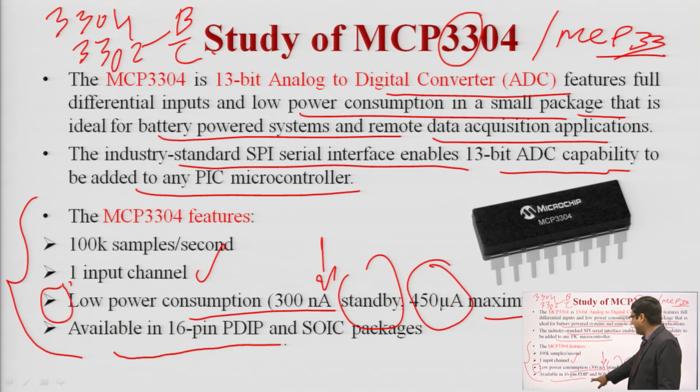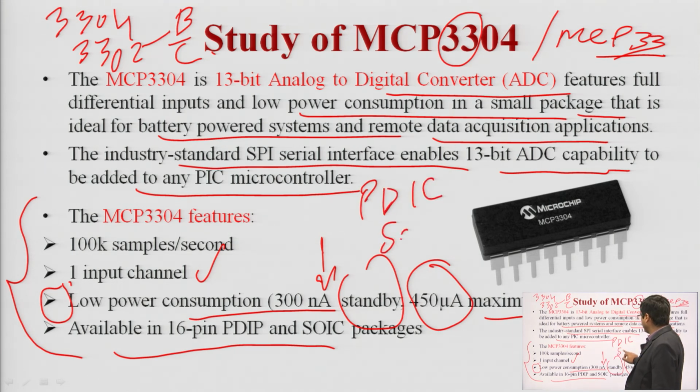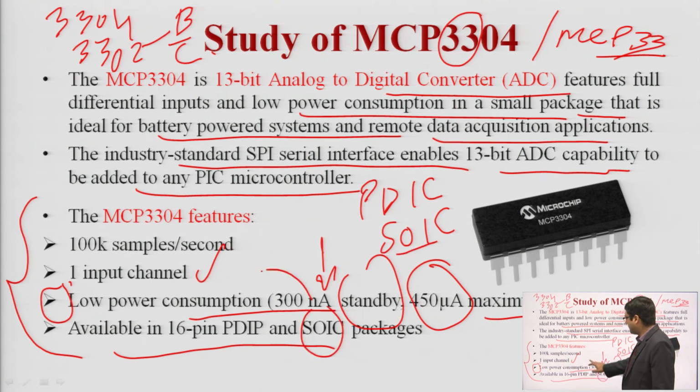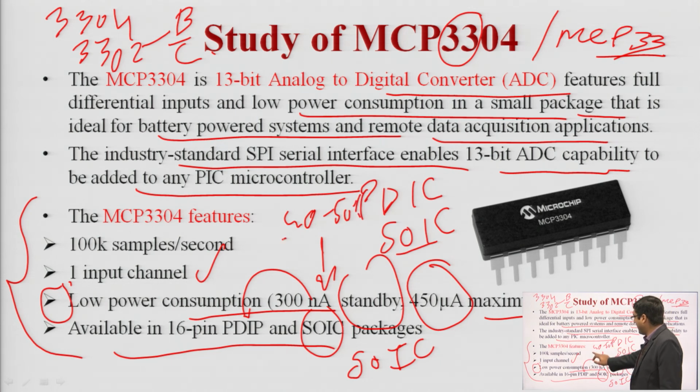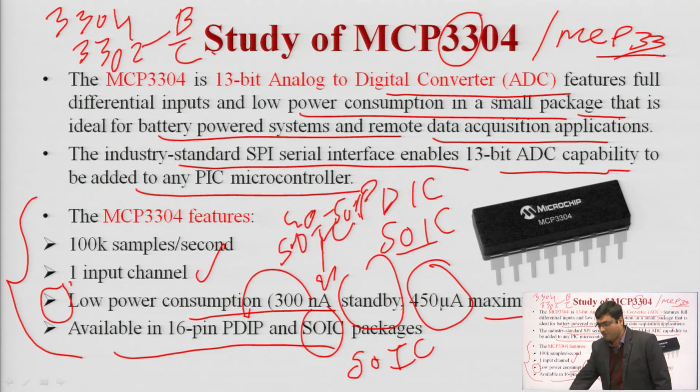After that, it is available in a 16-pin PDIP package and SOIC. What is the meaning of PDIP? Plastic dual inline package, and SOIC means small outline integrated circuit. SOIC has an advantage over PDIP in that more miniaturization is possible. Why? Because the consumed area can be reduced by 40% to 50% in case of SOIC. It has more efficiency than the PDIP packages.